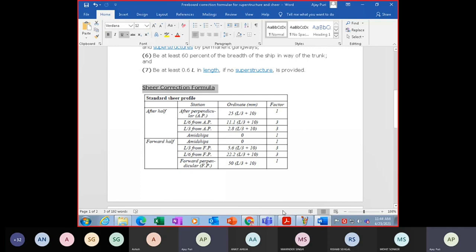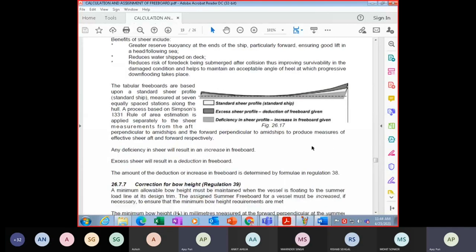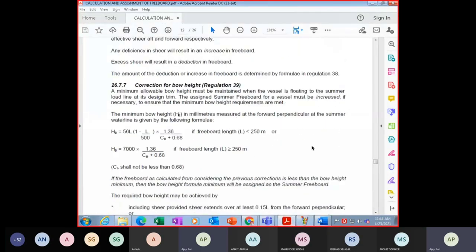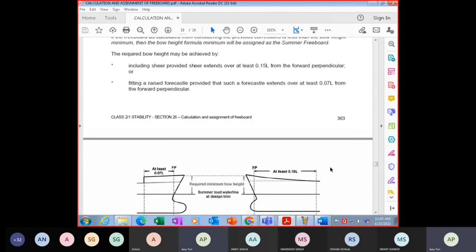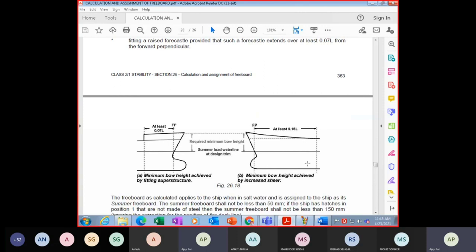Now we come to the last correction, which is your bow height. Now iske formula ye hai. And we will come to these diagrams, ye kaise connection aapke hain bow height ke.